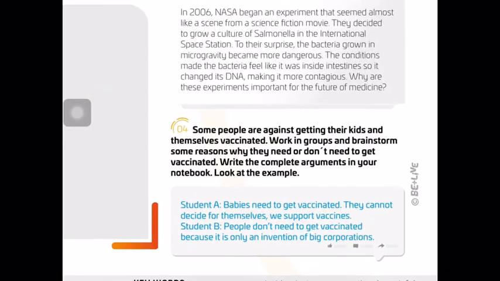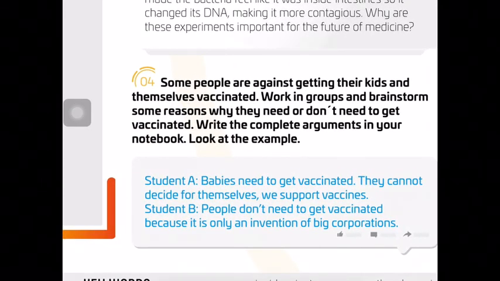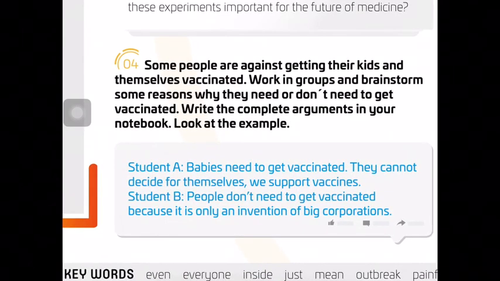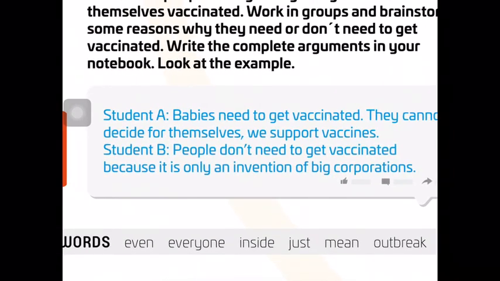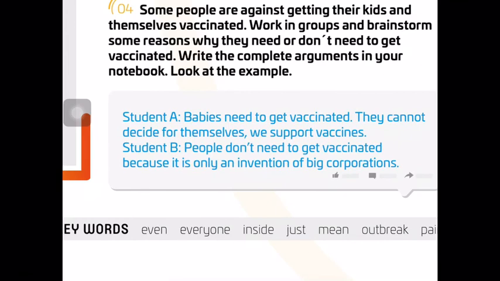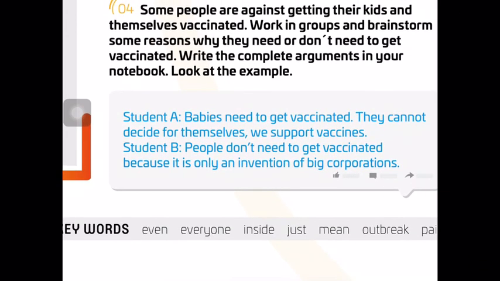Okay, and finally on the exercise number 4, some people are against getting their kids and themselves vaccinated. Work in groups and brainstorm some reasons why they need or don't need to get vaccinated. Write the complete arguments in your notebook. Look at the example. Here we have some examples. Student A says babies need to get vaccinated. And the student B says people don't need to get vaccinated. Okay, what are the arguments? They cannot decide for themselves. We support vaccines. And the other argument says because it is only an invention of big corporations. We have to discuss both opinions.